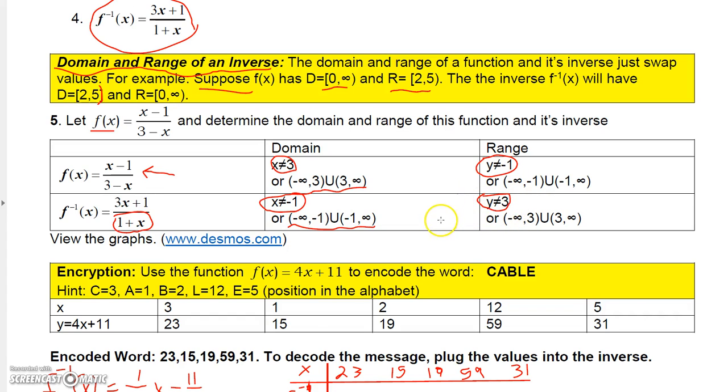So that's an important aspect of this, that the domain and range of a function and its inverse just trade places. Now, of course, when you define the domain, you use x. When you define the range, you use y.